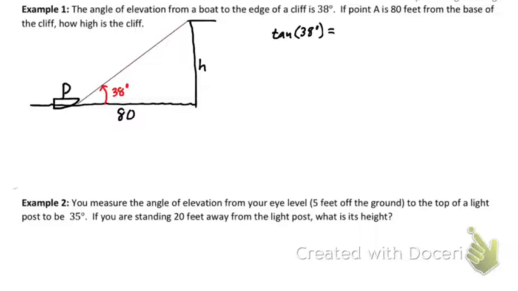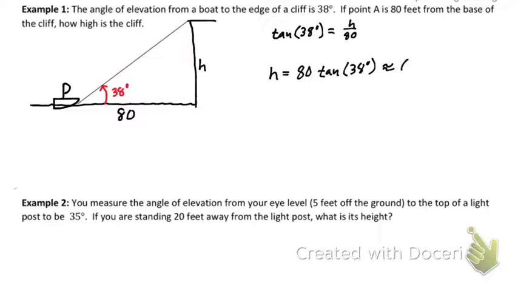It'd be h over 80, because it is opposite over adjacent. So we'd have h over 80. Well, that's nice, because I can multiply both sides by 80. That's the easier one. So we multiply both sides by 80, and I have h equals 80 times tangent of 38 degrees. Let's put this as like it's on the test. Let's round it to the nearest 10. What do we get if we plug this in and it's to the nearest 10?